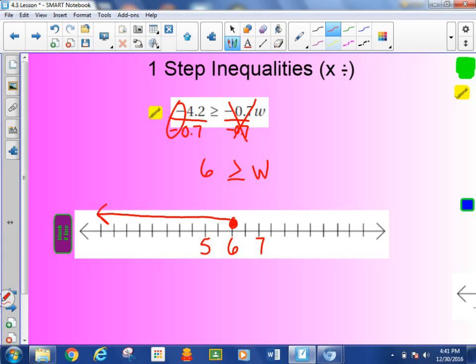So that's it for one-step inequalities with multiplying and dividing. Key thing to remember on this, you're always going to work the opposite or the inverse operation. Still working to get that variable by itself on one side of the inequality symbol. Remember, with your symbols, they help to determine whether your circle is going to be filled in or open. And then make sure that you're paying attention to the direction of your arrow.